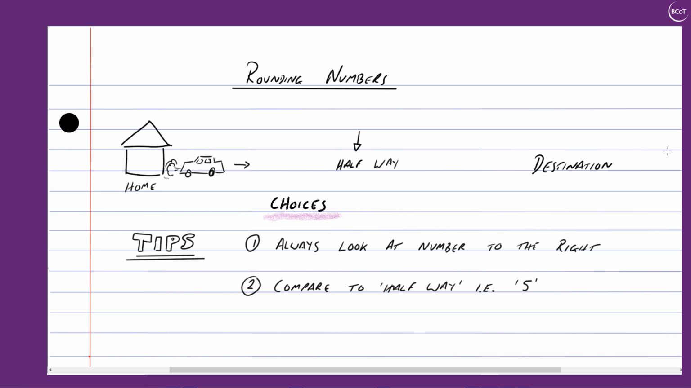And if it's 5 or more, we round up. And we always have choices. If we're rounding to the nearest 100, it's either the lower 100 below the number or the next 100 above the number. So if the number that we're comparing is 4 or less, we round down. If it's 5 or more, we round up.